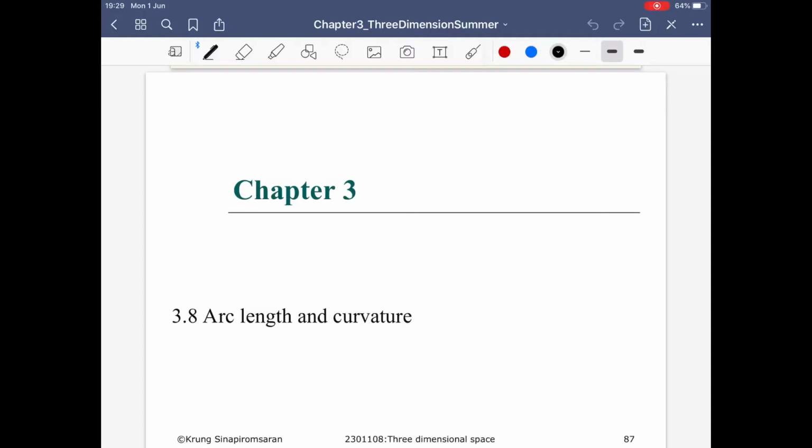Hello everybody. Now we come to video clip number 10 of this chapter 3. This clip is all about the arc length and the curvature.